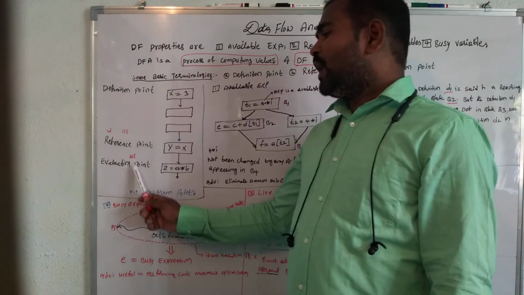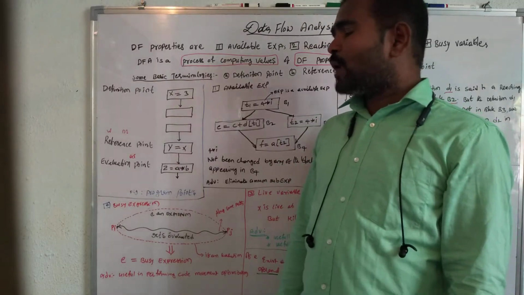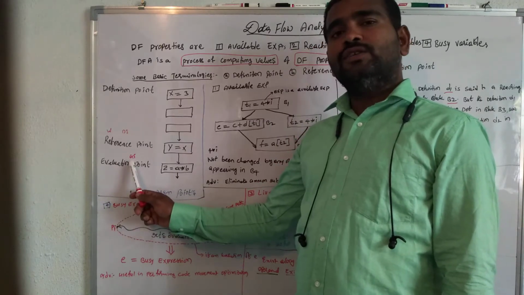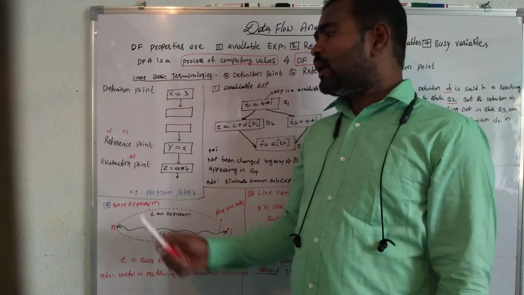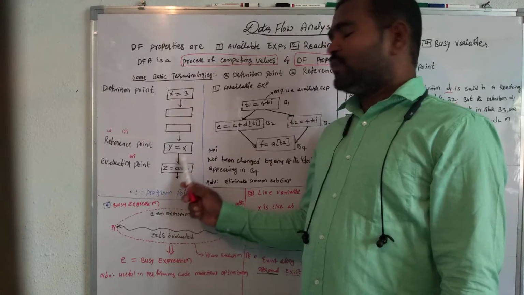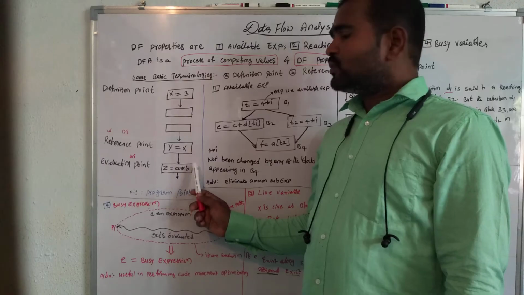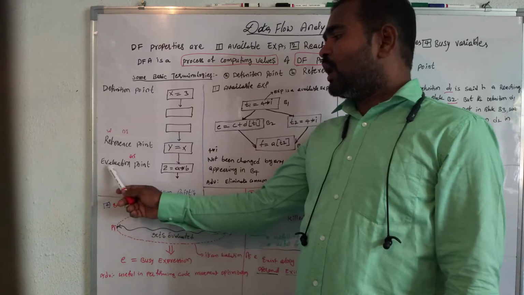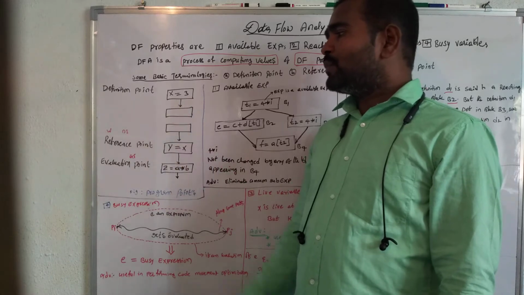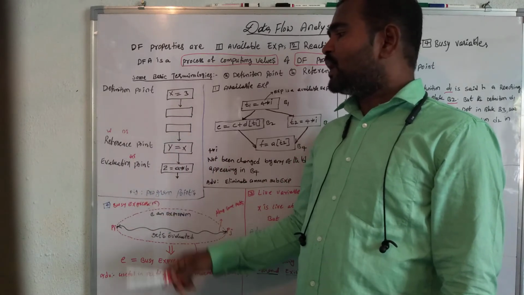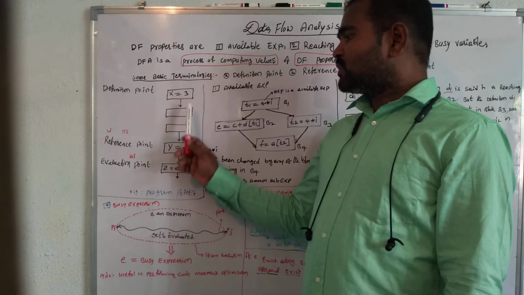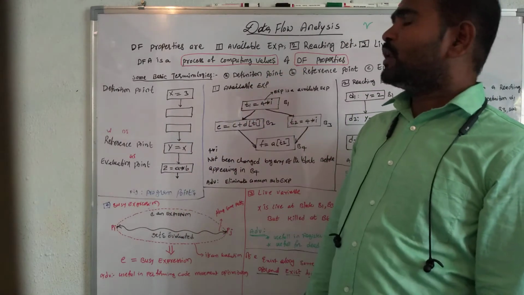The next one is the evaluation point. The evaluation point is a programming point at which the evaluation of an expression is given. So here z equals to evaluating a into b. These kinds of expressions are called evaluation points. In our programming points, at the definition point you define something, at the reference point you refer to something, and at the evaluation point you evaluate something. So these are the terminologies used in data flow analysis properties.